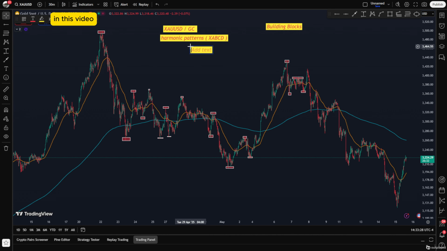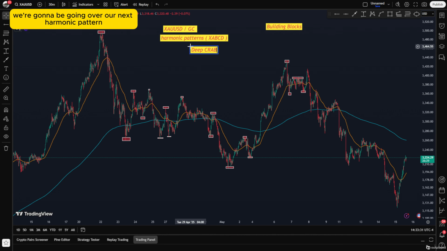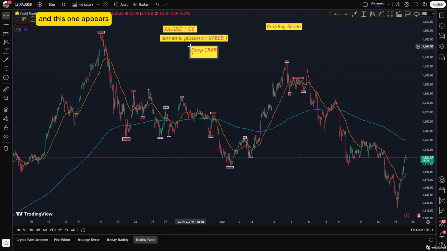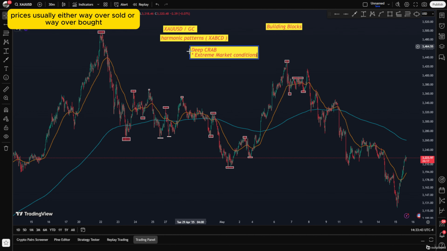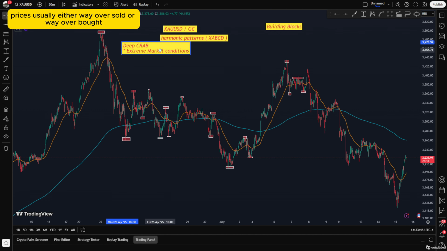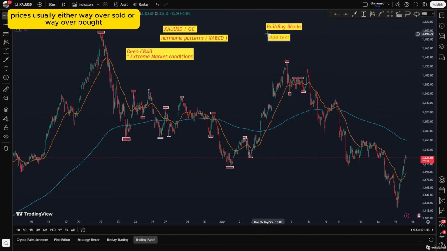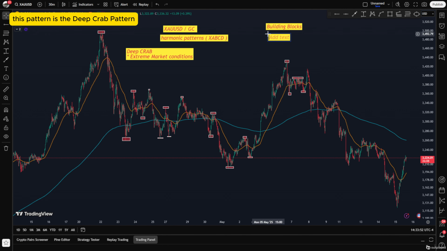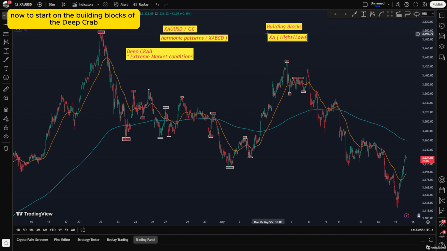In this video, we're going to be going over our next harmonic pattern, and this one appears usually in extreme market conditions. Prices usually either way oversold or way overbought. This pattern is the deep crab pattern.